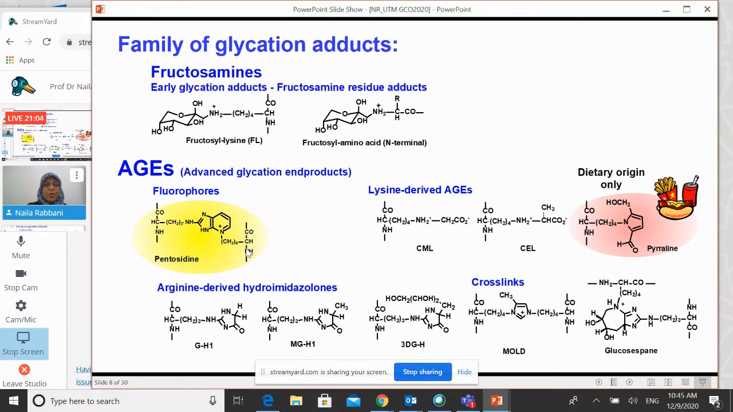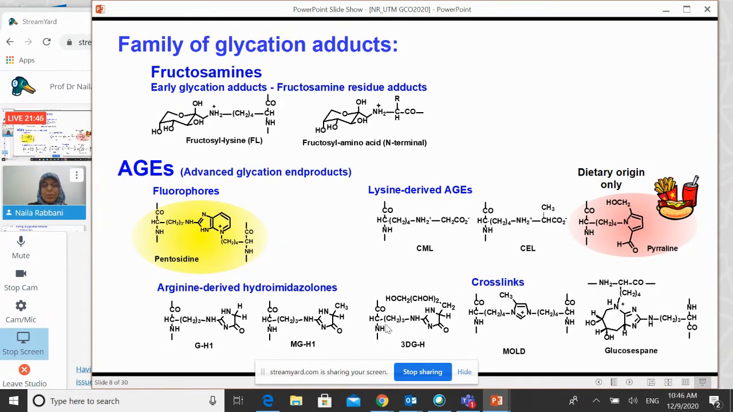Pentosidine is a fluorophore cross-link between arginine and lysine. And then there are lysine-derived AGEs, carboxymethyl-lysine and carboxyethyl-lysine, and the arginine-derived hydroimidazolones. Glyoxal, methylglyoxal, and 3-deoxyglucosone are three reactive dicarbonyls, which are degraded from fructosyl-lysine and from glucose. And they are between 5,000 to 20,000 fold more reactive than glucose.